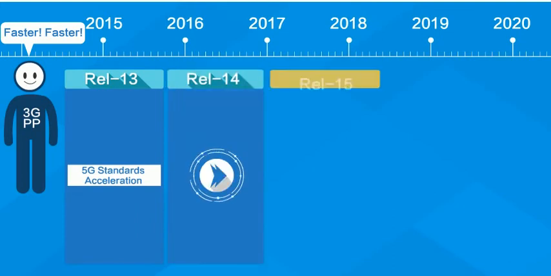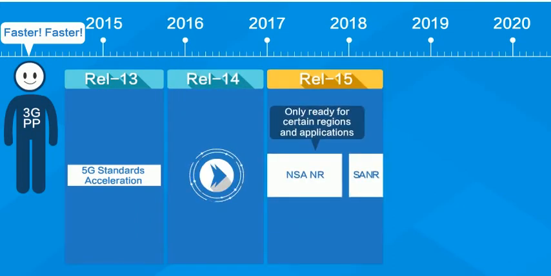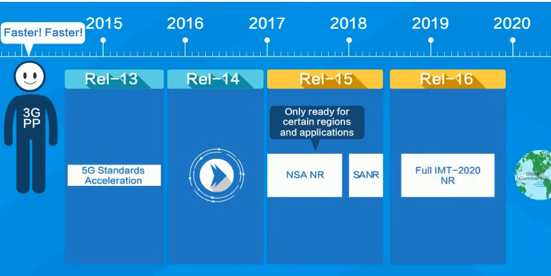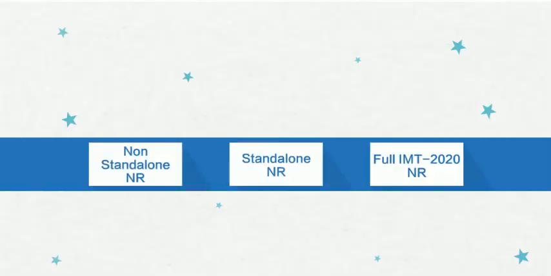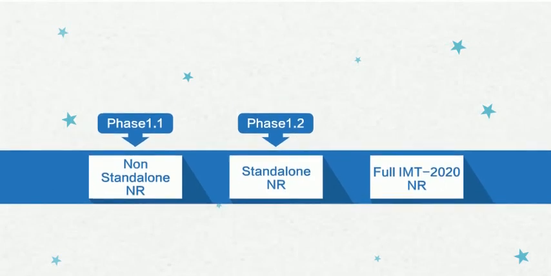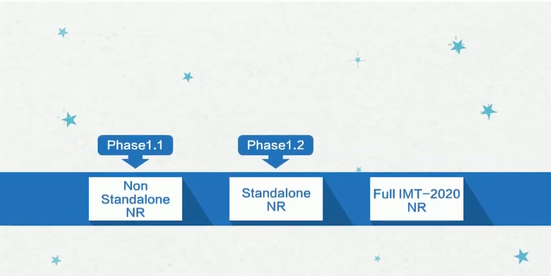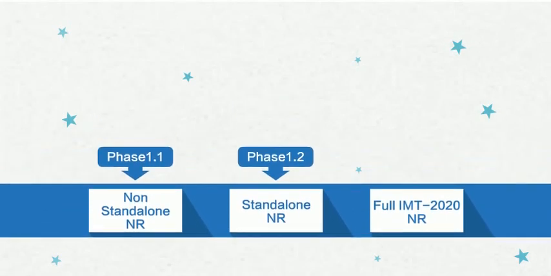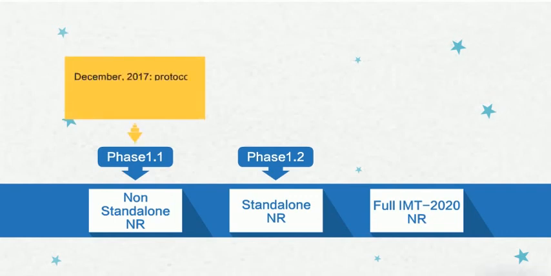In response to competition from OTSA and to accelerate development of new 5G air interface technologies on existing mobile communications networks, at MWC 2017, 3GPP agreed on a plan to accelerate the development of 5G standards. 5G Phase 1 has been divided into two parts, Phase 1.1 and Phase 1.2, which correspond respectively to non-standalone and standalone architectures. Phase 1.1 protocols were frozen in December of 2017.